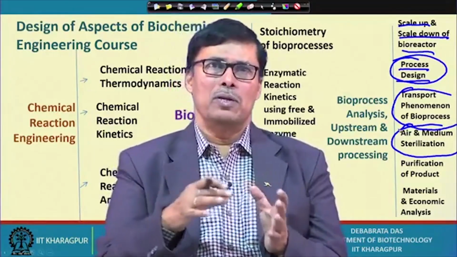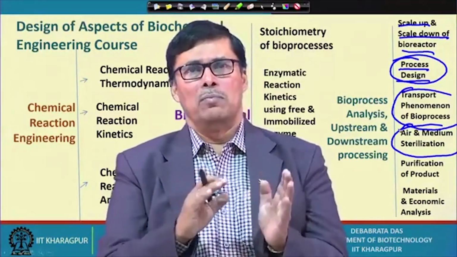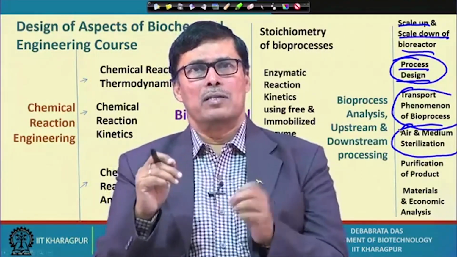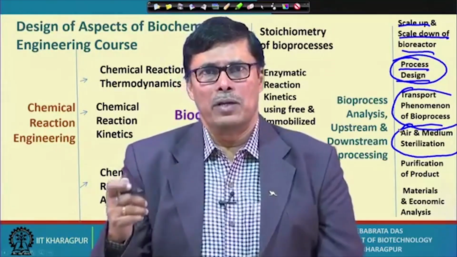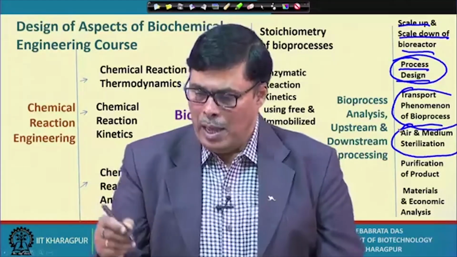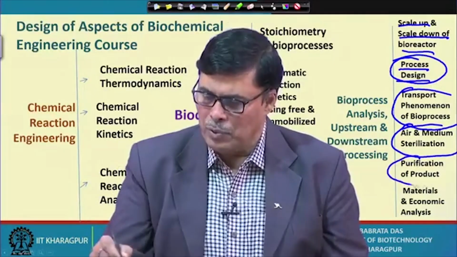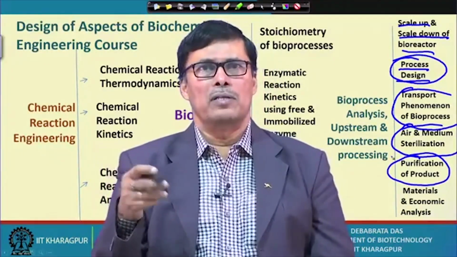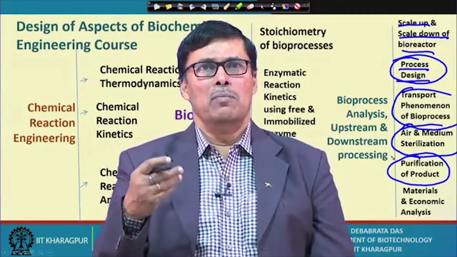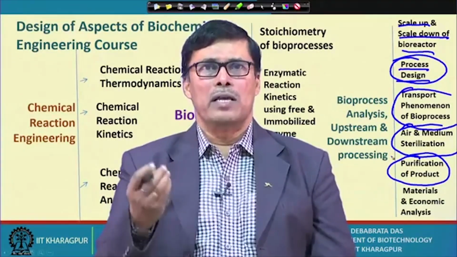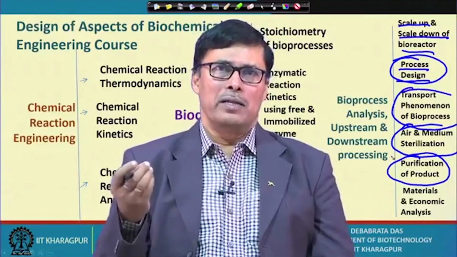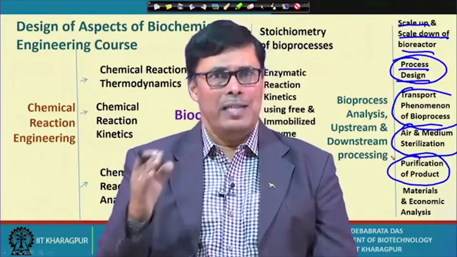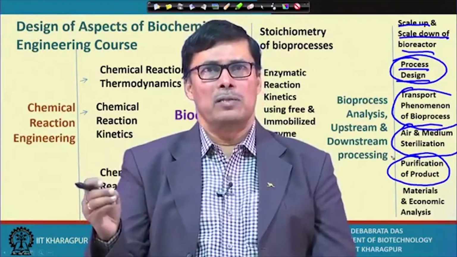So we try to design both the air filter and medium sterilization process, and we discuss several numerical problems while covering this course. And then finally we come to the purification of the product, what you call downstream processing, because whenever we produce any kind of product, that should be marketed in the purified form. And to purify the product, several steps are involved before the product is purified.